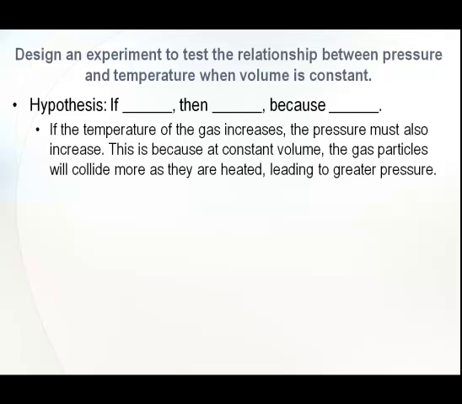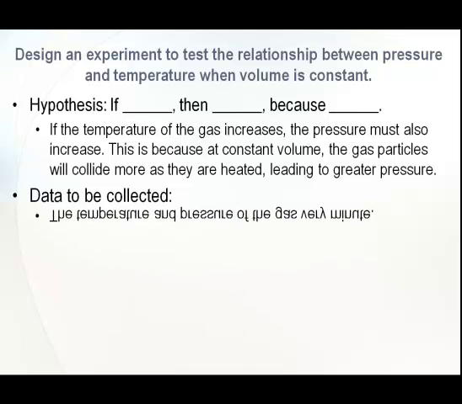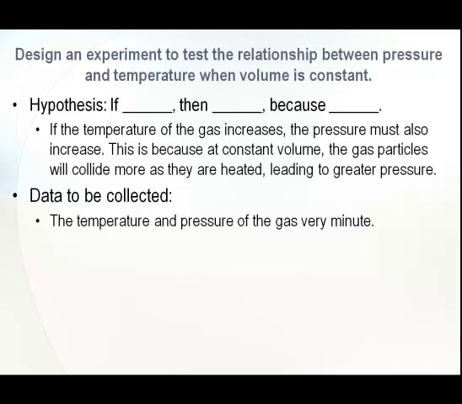So the idea is that whenever I heat up those gas particles, they're stuck in the same volume. They have no more space to move around in. So as they are heated, they're going to start to collide more, which is going to lead to greater gas pressure. Data to be collected. So you would collect the temperature and pressure, the independent and dependent variables of the gas at every minute. And this data should be organized into some kind of data table. That way, whenever I look back, I have everything neatly organized and I'm not going to make any mistakes in interpreting that data.